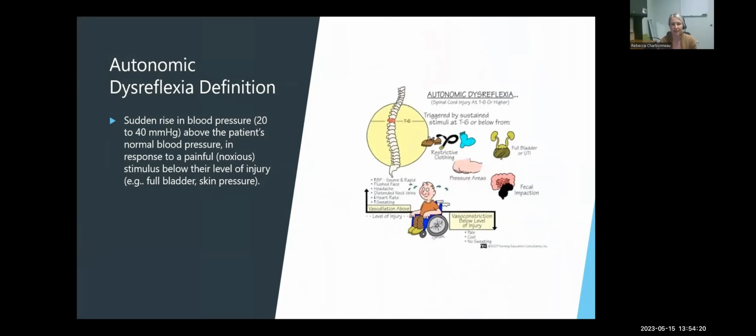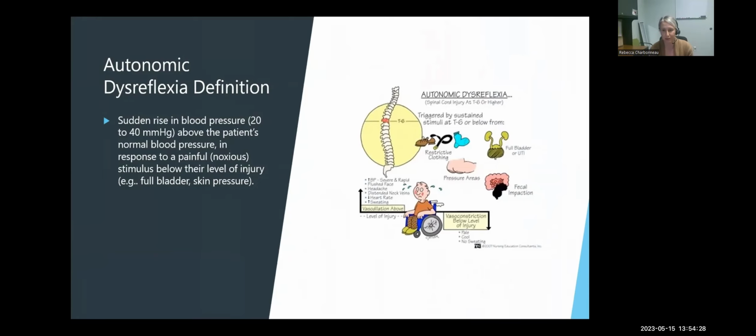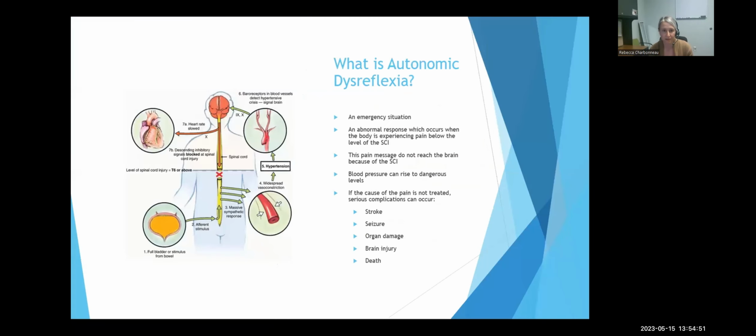So AD is a potentially life-threatening emergency that can occur in individuals with spinal cord injury at the level of T6 or above. It's defined as a sudden, significant increase in both systolic and diastolic blood pressure of at least 20 millimeters of mercury. Often, bradycardia is seen classically with AD, but tachycardia may be observed as well. Next slide, please.